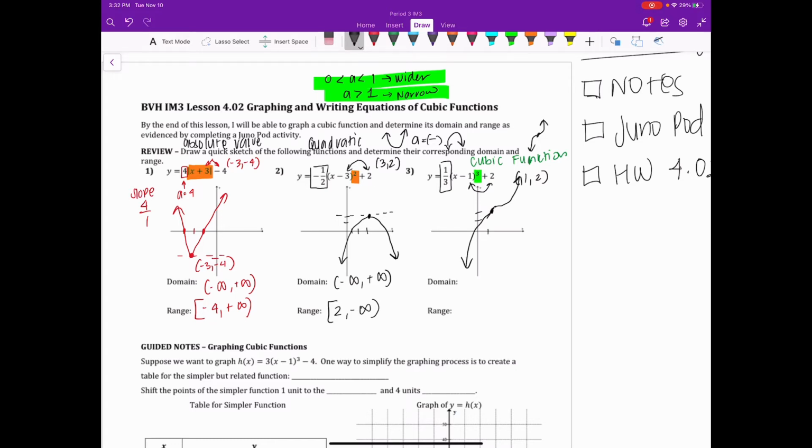So domain, left to right, well, it goes forever left, forever right. So it's negative infinity and positive infinity. And then range, it goes forever up and down. So it's the same, negative infinity, comma, positive infinity.